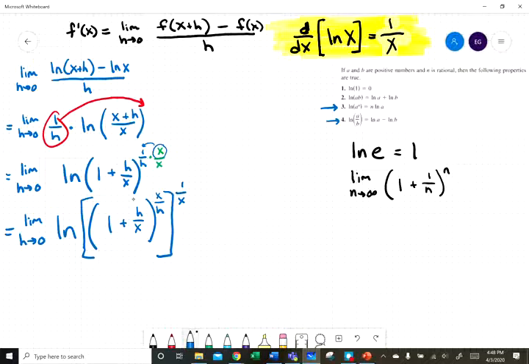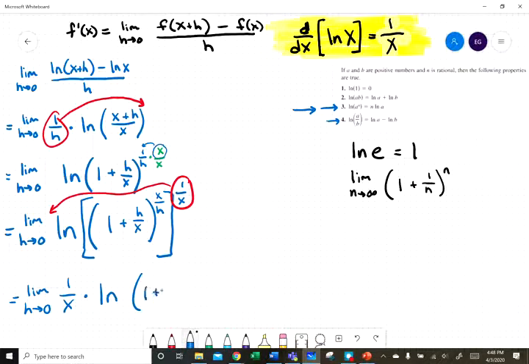Okay, so now let's reapply property 3, and we could bring this 1 over x out front. Same property, just in the reverse. Okay, so we have the limit as h goes to 0 of 1 over x times the natural log of 1 plus h over x to the power x over h.